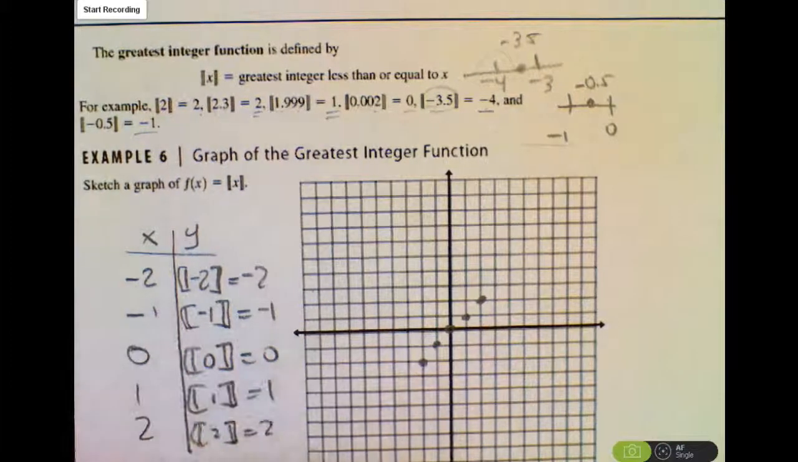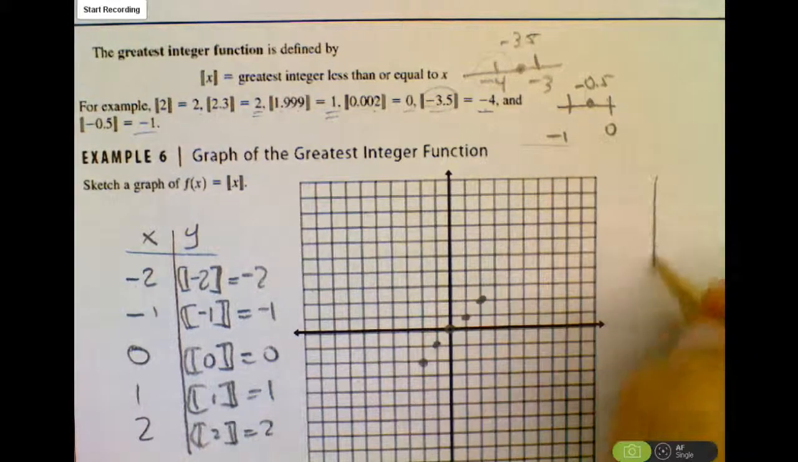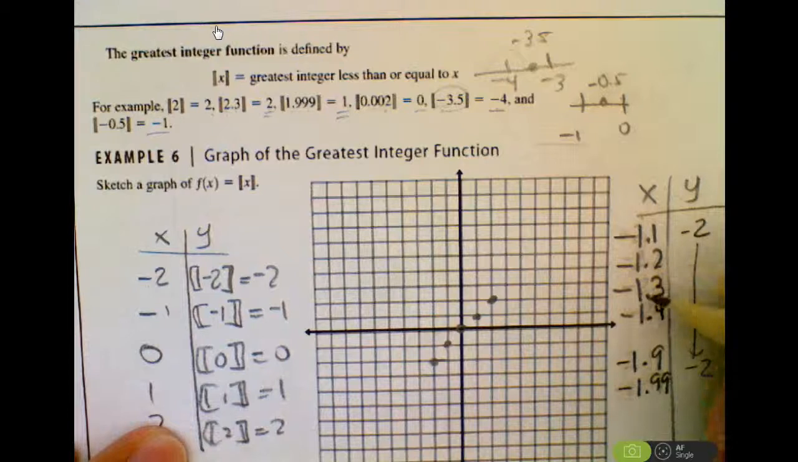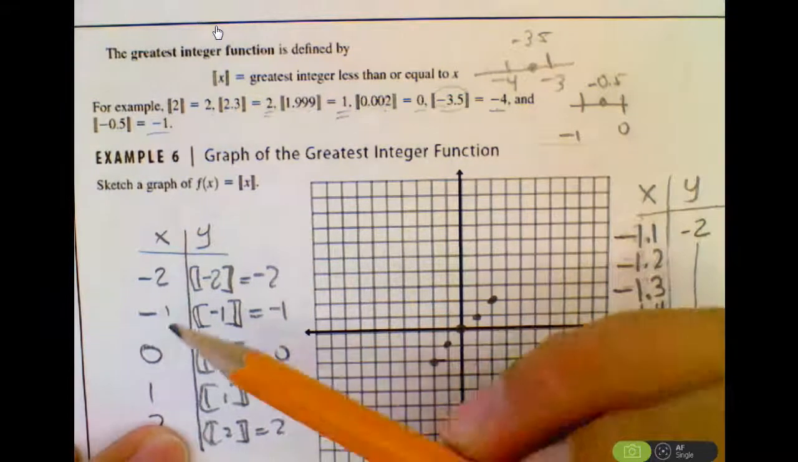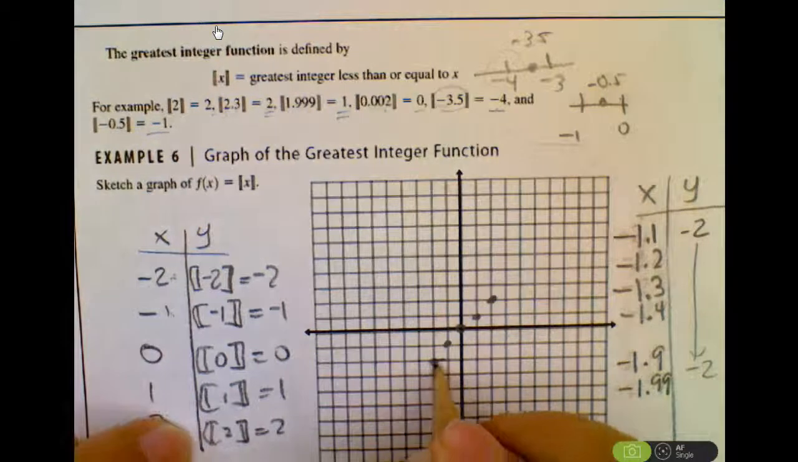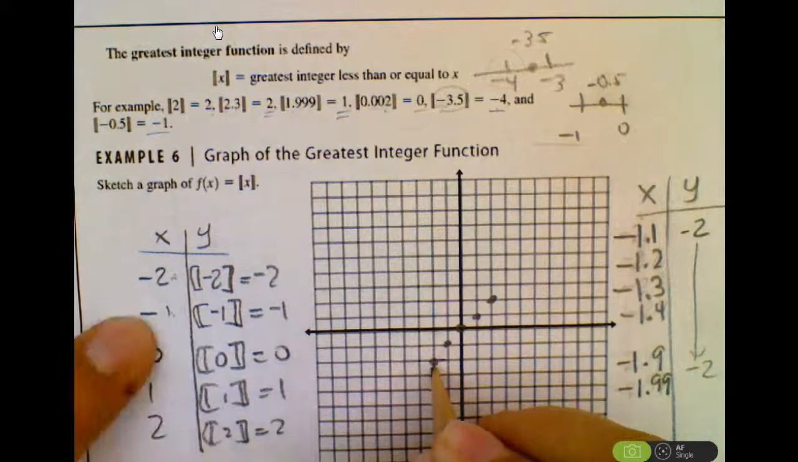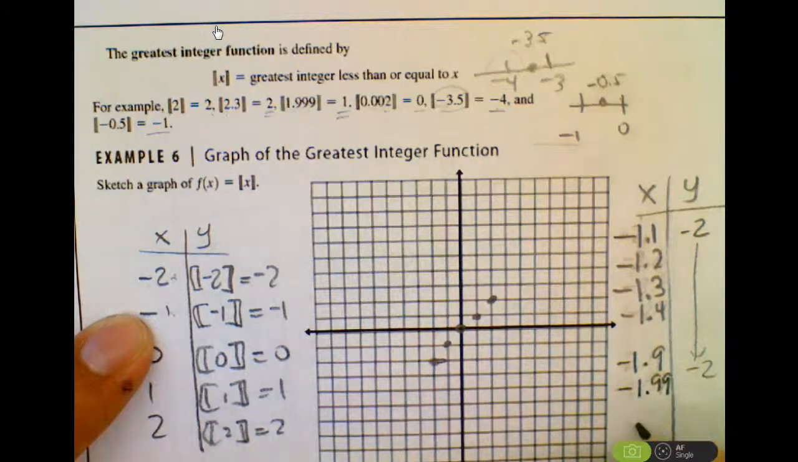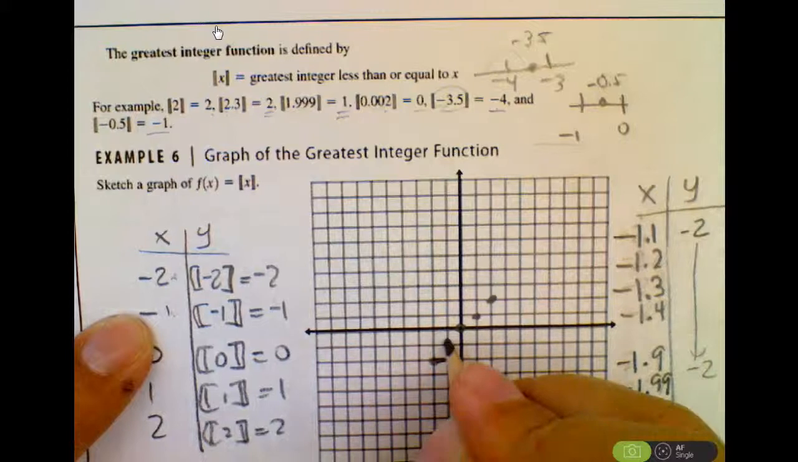What happens if my x, instead of being integers, I'm going to do it on the other side, and I have values -1.1, -1.2, -1.3, -1.4, and I can have any single value between -2 and -1. The greatest integer is still going to be -2. So it's actually going to work out as a mini line between -2 and -1, straight, because the greatest integer is -2 for all those numbers. But then when it gets to -1, it's going to jump to -1.